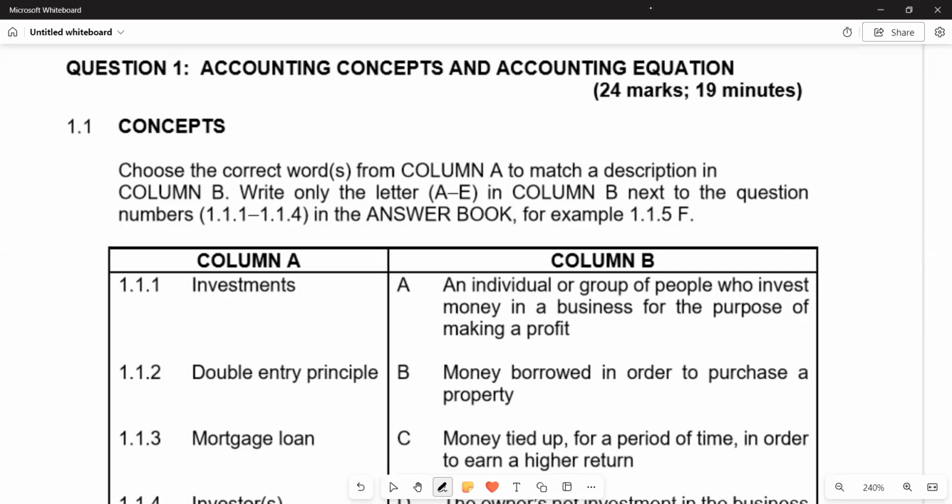This video, I want to look at a question of accounting concepts and the accounting equation. The question has 24 marks and requires you to spend on average 19 minutes on it. So we are going to start with 1.1, where we're having the concepts.